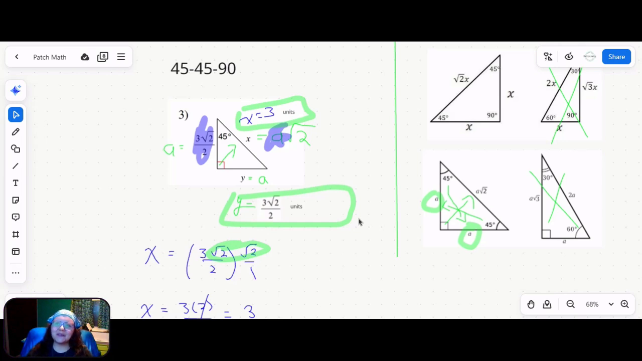x and y are now solved for in a 45-45-90 degree triangle. Thank you so much for your time.